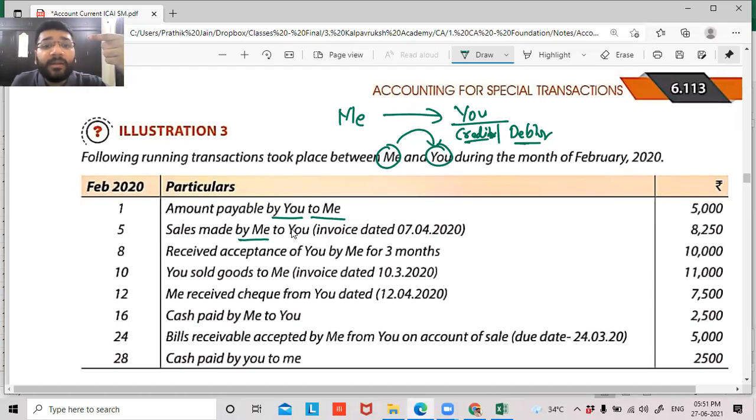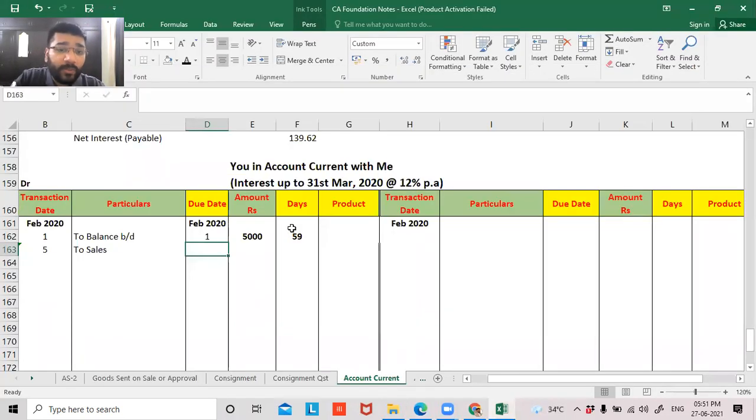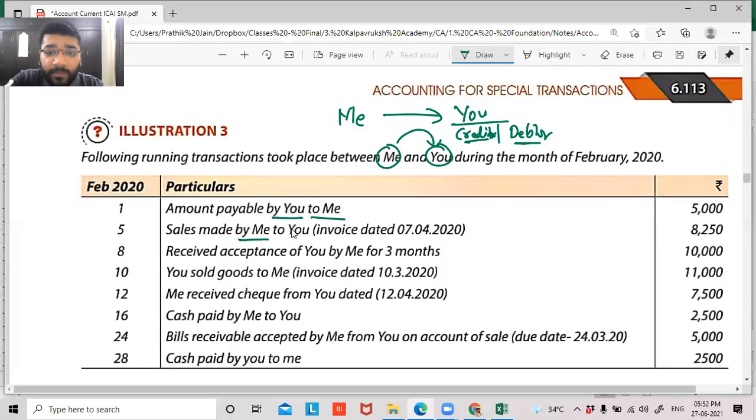Here, the credit period is not given, but the invoice date is given, guys. So whenever in a question the invoice date is given, 7/4/2020, that will be my due date. 7/4/2020 is my due date, guys. So, 7th April.